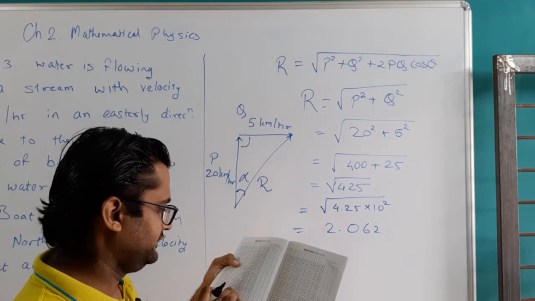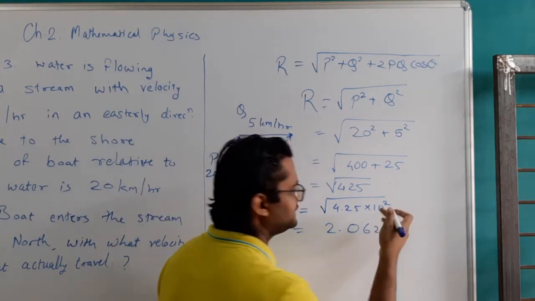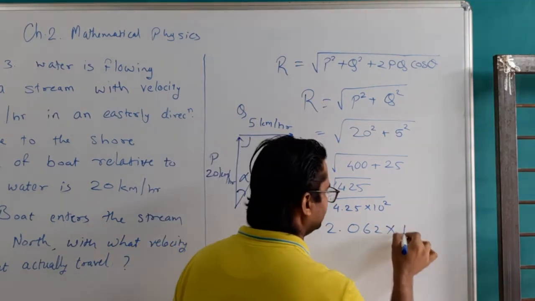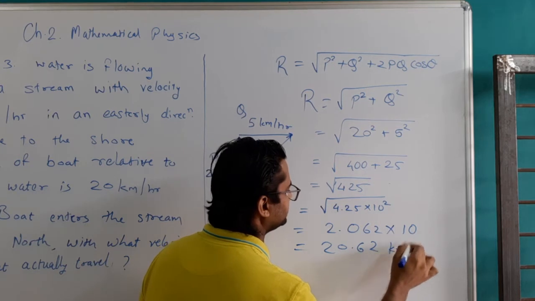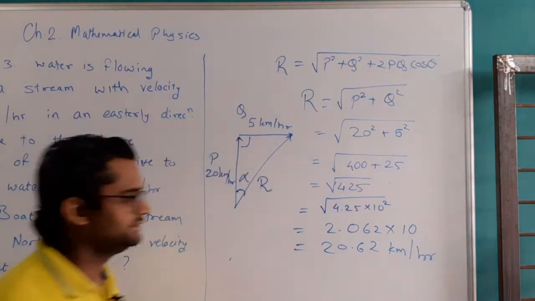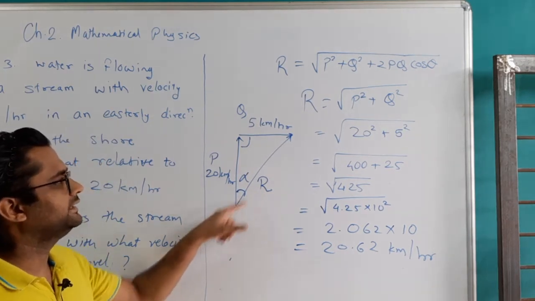4.2 and fifth, it is 2.062, and the square root of 10 raised to 2, which is 100, is 10. So this comes out to be 20.62 kilometer per hour. If you check your answer with the textbook, our answer matches with the textbook answer. Fine. So we have found the magnitude.